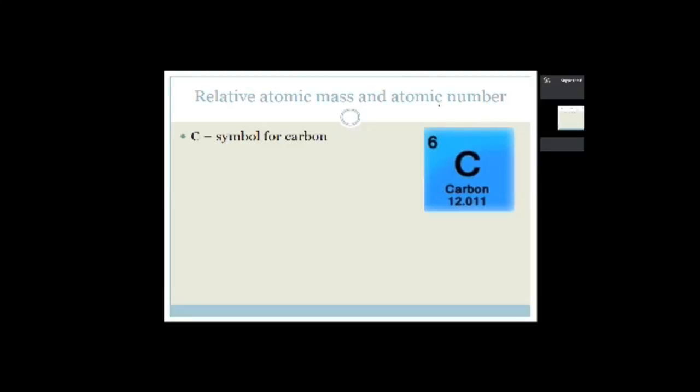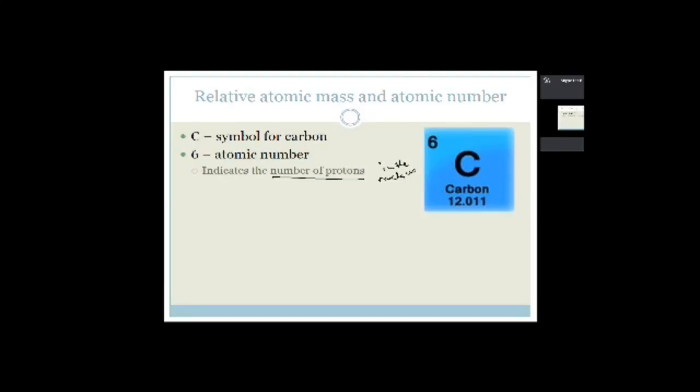So what is this giving you? It gives you C is the symbol for carbon, six is the atomic number, which indicates the number of protons. Now, if I said to you, what defines an element? This is it. It's the number of protons in the nucleus.